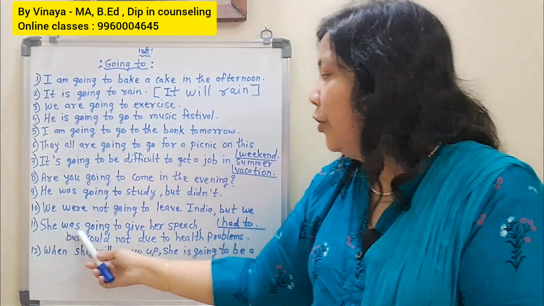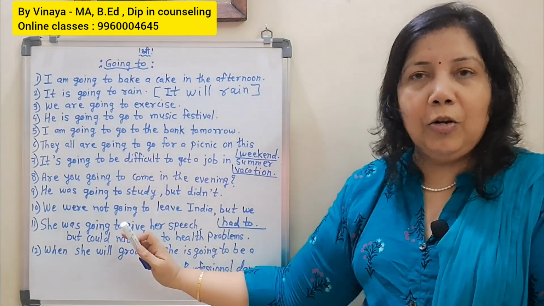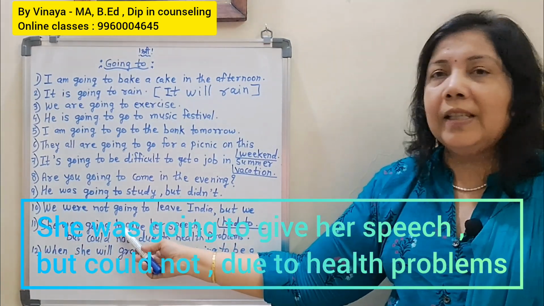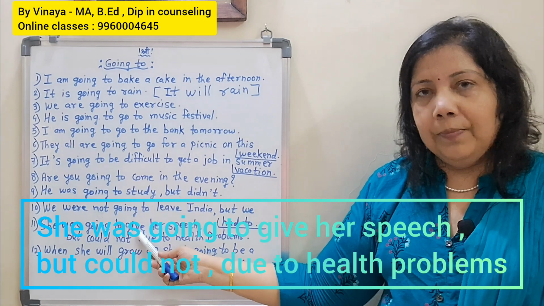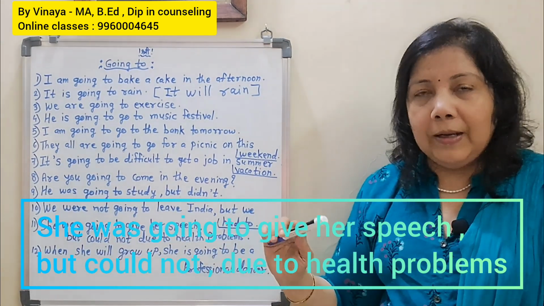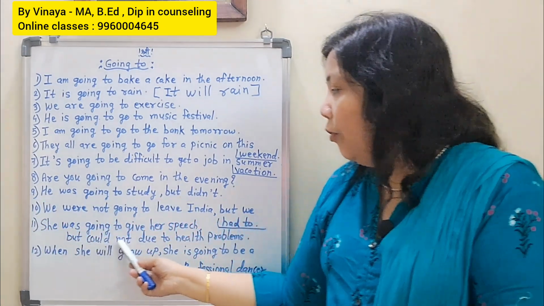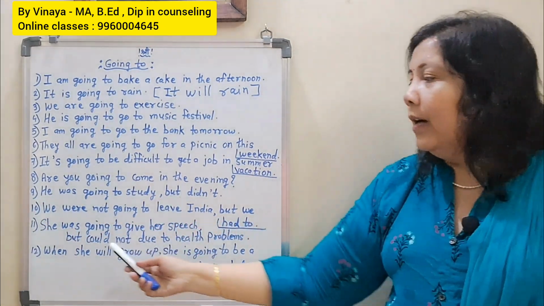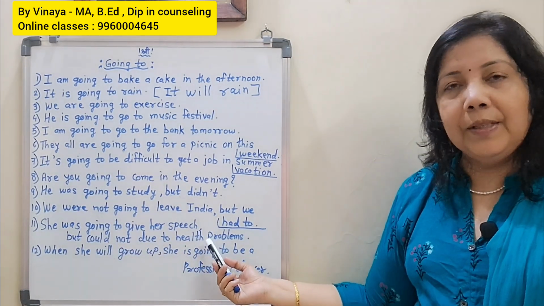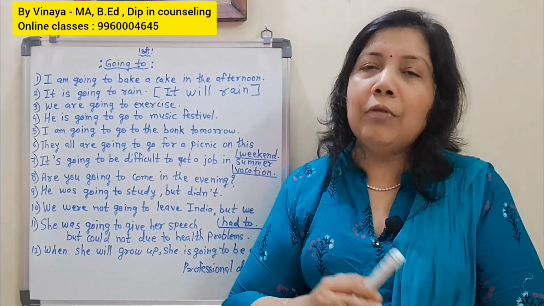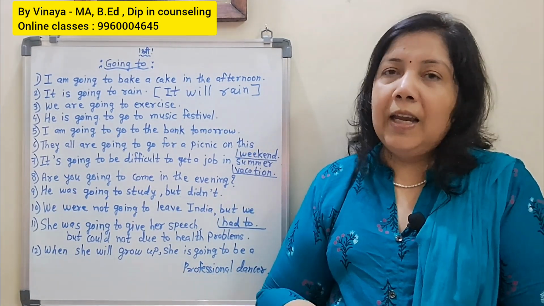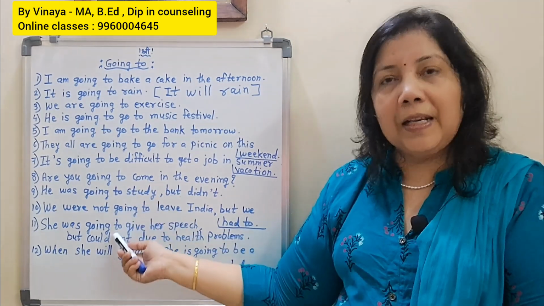Next also, she was going to give her speech. One part of the sentence: she is the subject, was past tense, going to is the construction, give is the main verb, her speech is the next part. She was going to give her speech, but what happened in the past? Could not due to health problems. Could, because it is past tense. So she could not give her speech due to her health problems, though she was going to give a speech. These three sentences are in past tense.